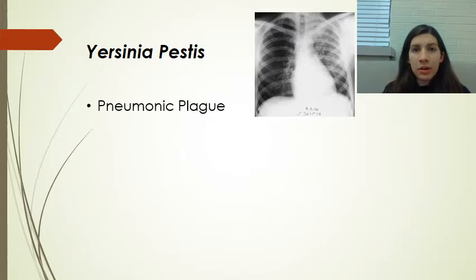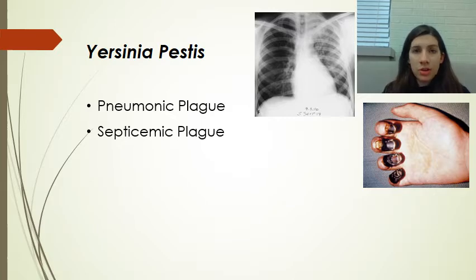The second we'll be talking about is septicemic plague. This is an infection of the blood, which can be shown in this photo where the fingernails turn completely black. Third, we'll be talking about bubonic plague.